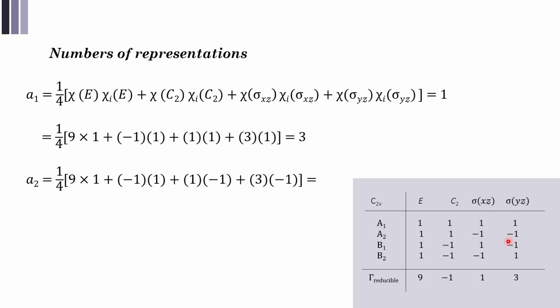So if you add them up, that will give a total of 1. So the conclusion is A2 has come once in that reducible representation. Now A3, for the third representation, we are assuming that it is for B1.